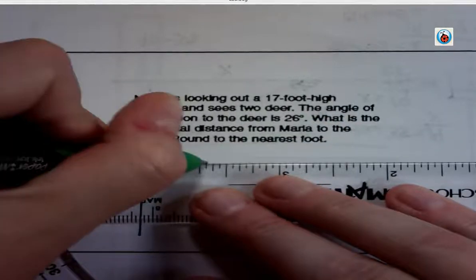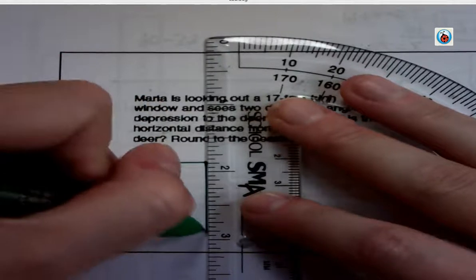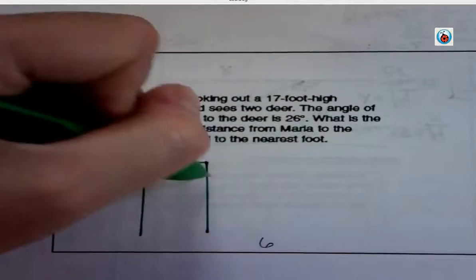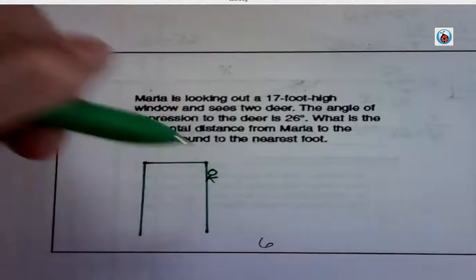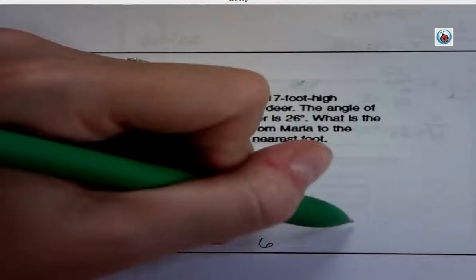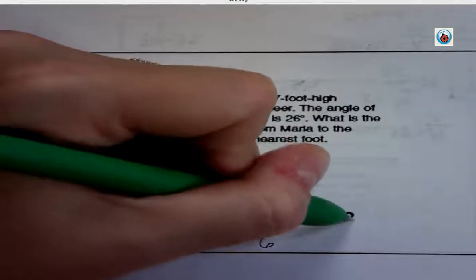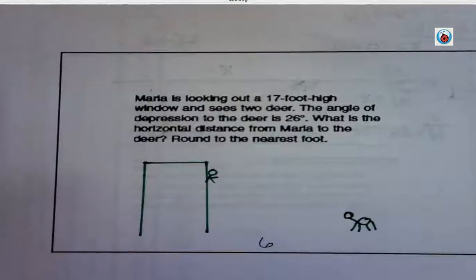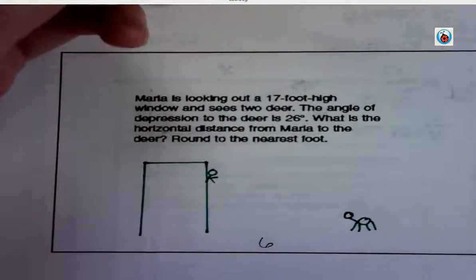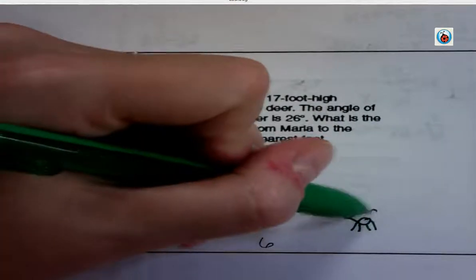So I've got a building. It's not super fancy. And then I've got Maria. There she is, Maria. And how do you draw a deer? There we go. That silly looking deer. She sees 2 deer. Oh goodness.